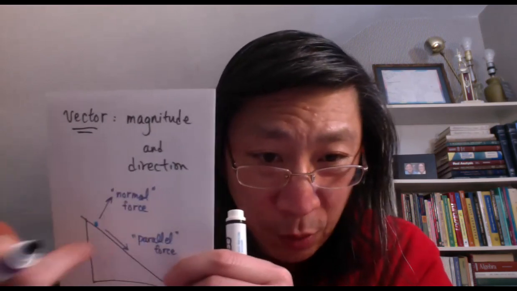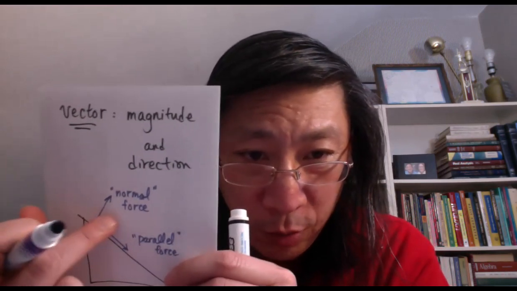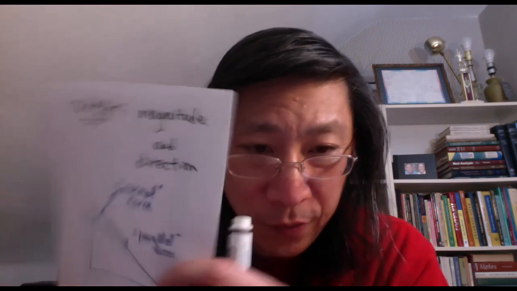However, we may call it the parallel force or something like that, or some other name for it. People have different names for it, but that's the force that's causing the motion to come in this direction. The normal force is now pushing against the surface.